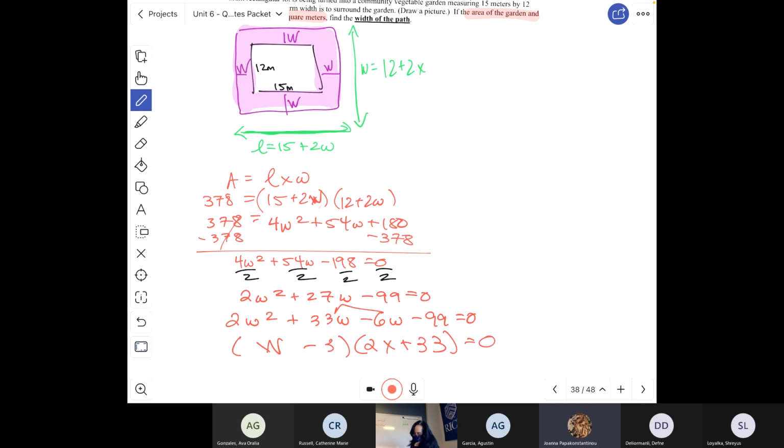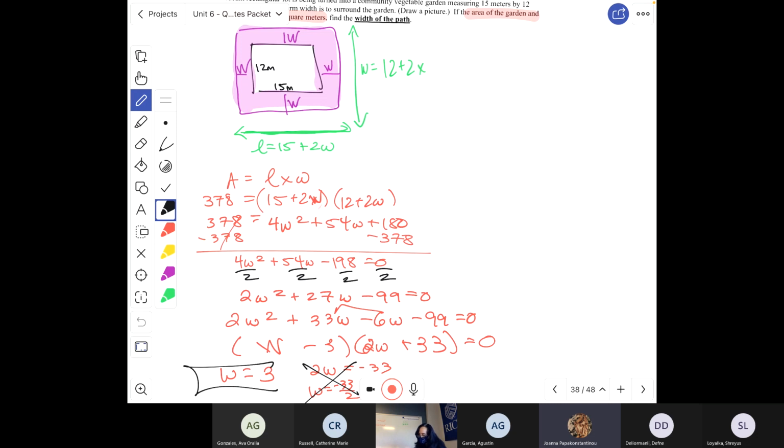This is not the hard part of the problem, right? So w equals 3. I keep writing x. And then 2w equals negative 33, so w equals negative 16.5. Oh, well, what is that? That represents width. So do I even need to look at this? No, because it can't be negative, right? Distance can never be negative. So I'm looking at w equals 3. So what is the width of the path? It's the second binomial, an extraneous solution.